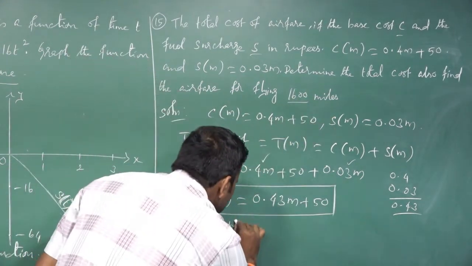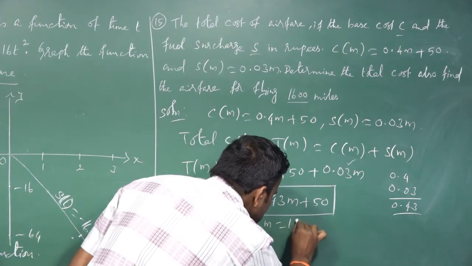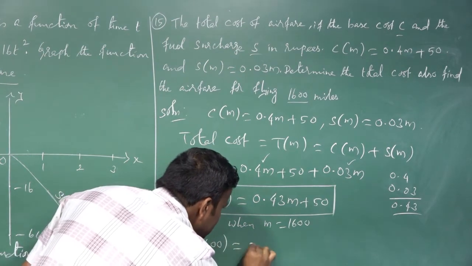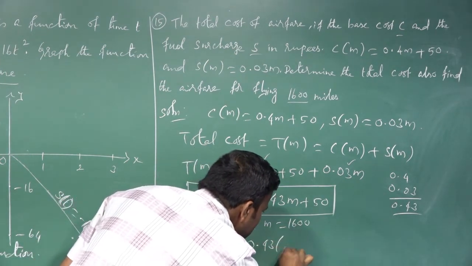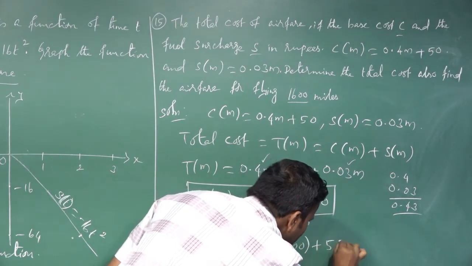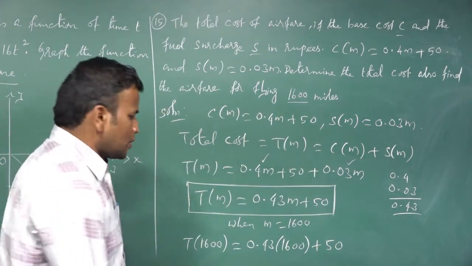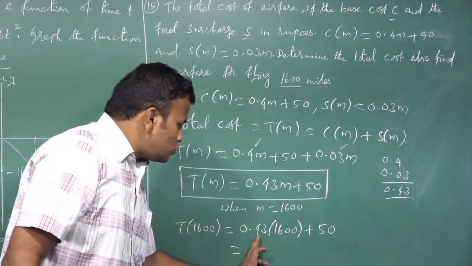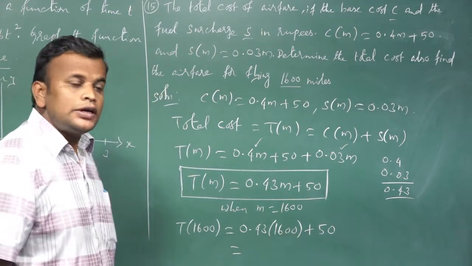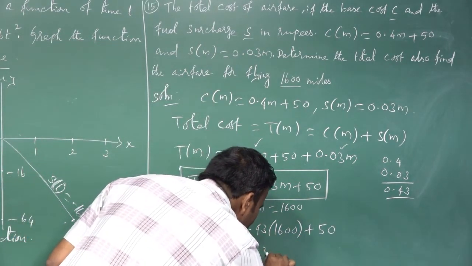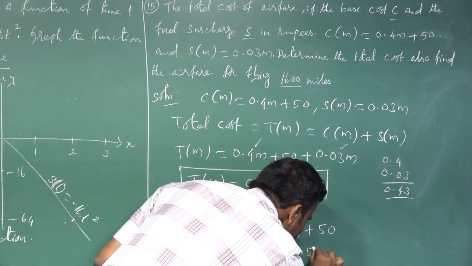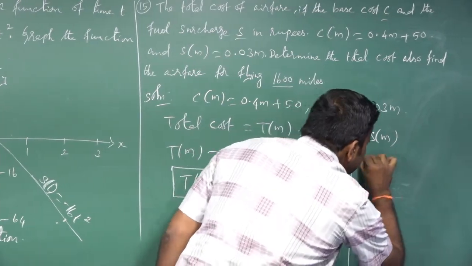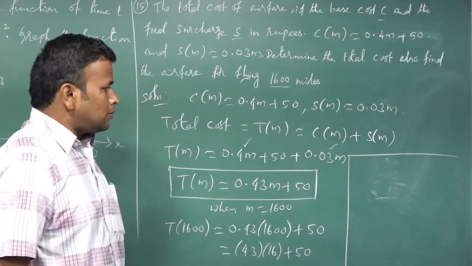So when m is equal to 1600, T of 1600 is 0.43 into 1600 plus 50. So how to simplify 0.43 into 1600? We have two decimal places, and 100 is also there. So now we write it as 43 into 16 plus 50. For understanding, I write here and complete the answer: 43 into 16 plus 50.